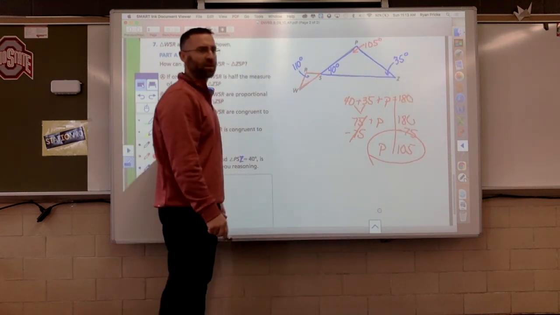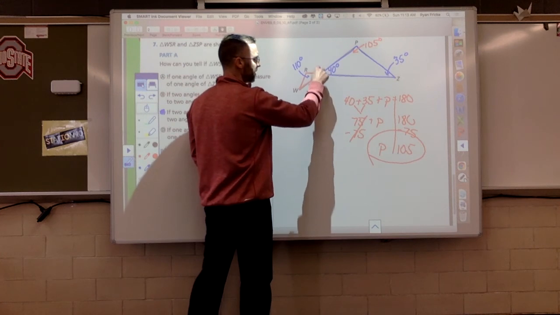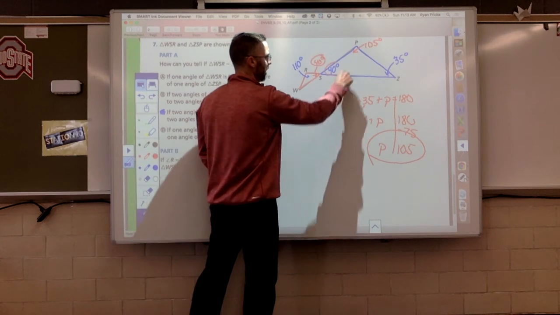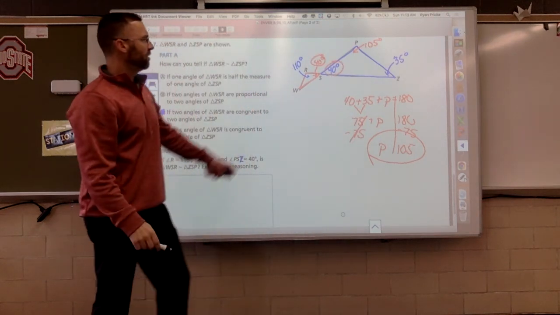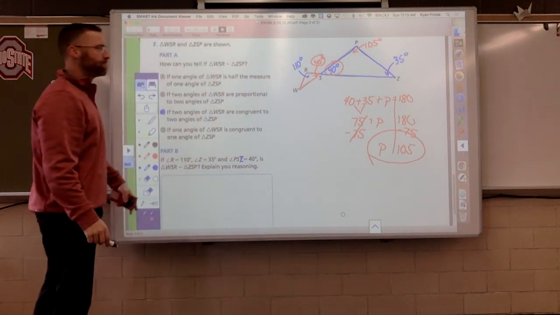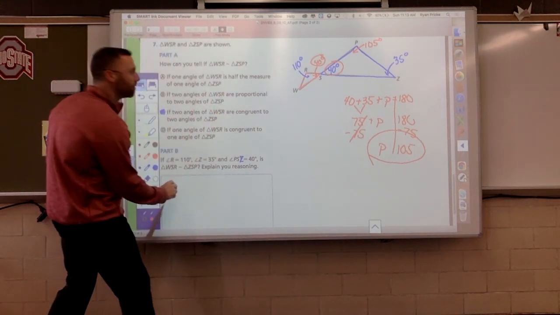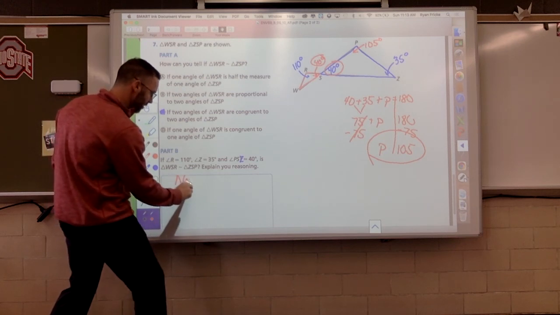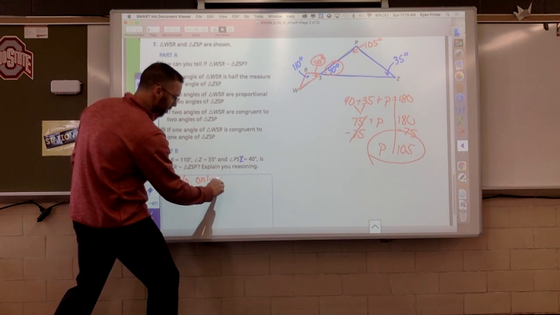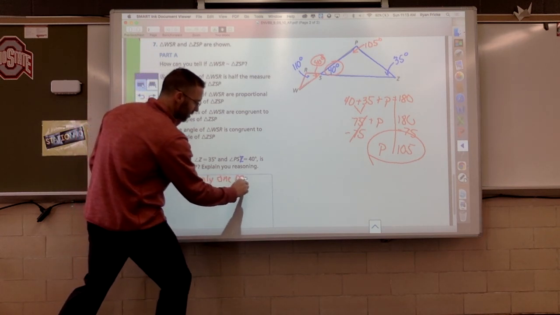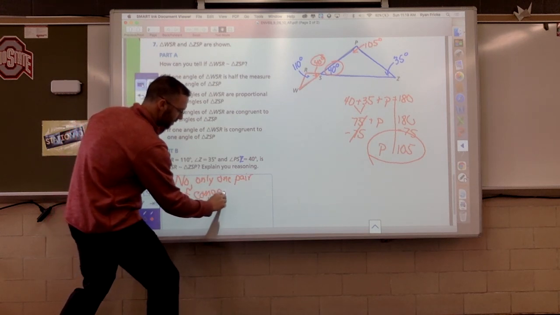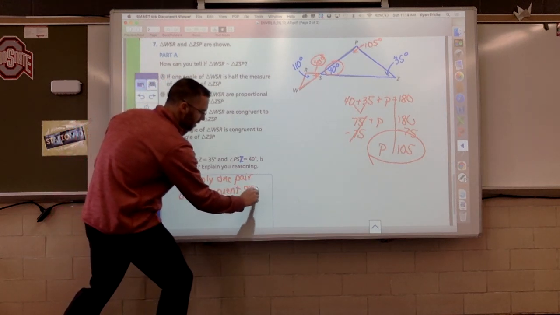Do they have 2 pairs of congruent angles? Well, this angle right here, because these are vertical, this is 40 degrees, so they have 1 pair of angles. Do they have a pair that's equal to 110? No. Nope. So, are they similar? Why? Only 1 pair of congruent angles. Okay?